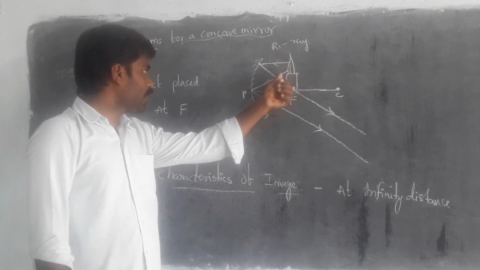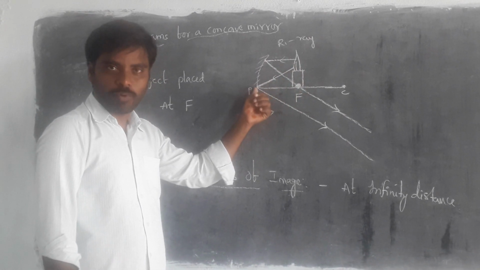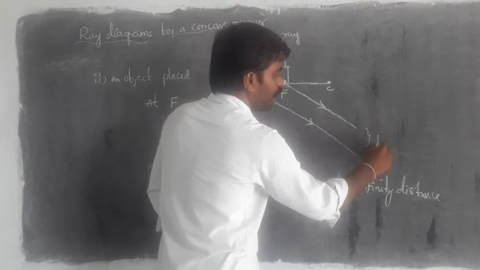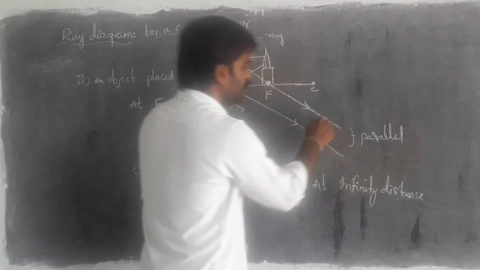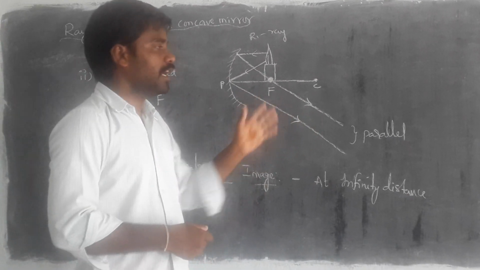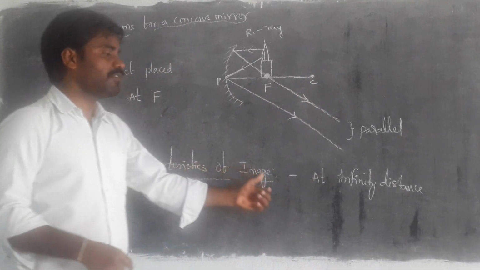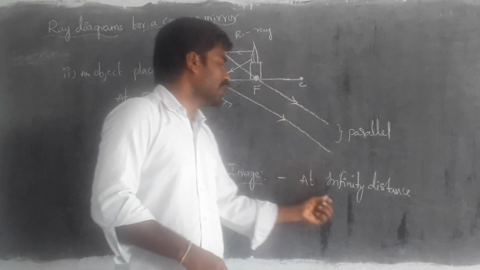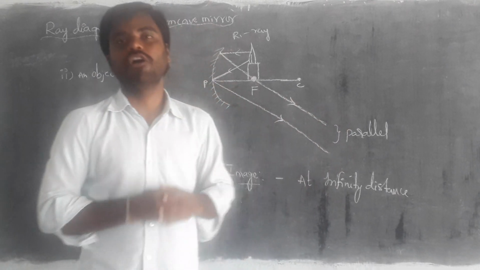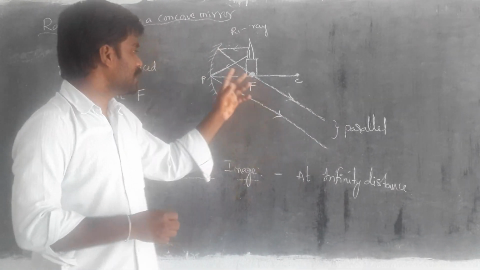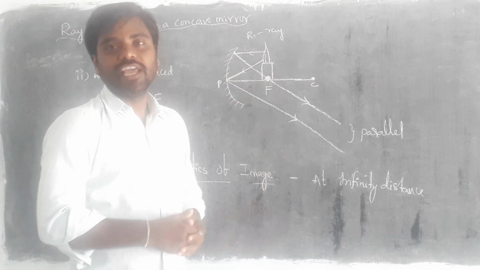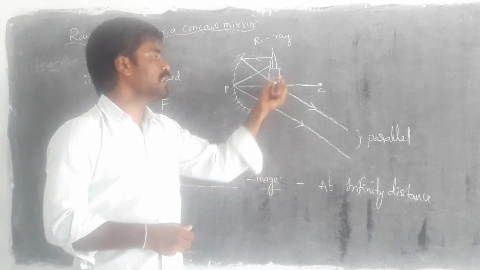Next, take one more ray that is incident at the pole. After reflection it comes back like this. These two rays are parallel, so these two rays never meet at any point. For that reason, we can't get the image at any distance. So we say the image is formed at infinity. We don't know what type of image it is because it is not possible to capture it on the screen. Is that clear, children? So this is the condition which is not able to provide any image on the screen when the object is placed at F.